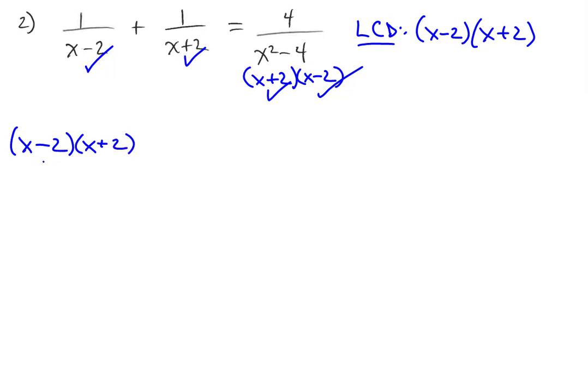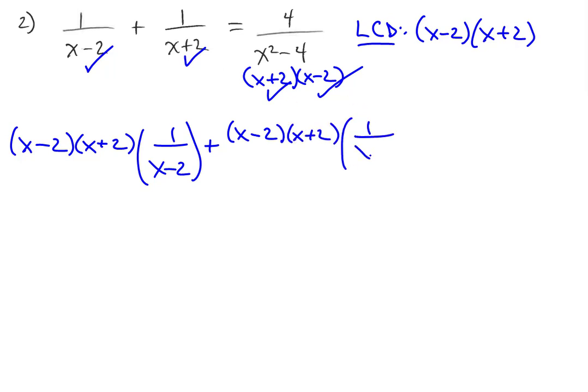So I'm going to write out the LCD of x minus 2 times x plus 2, and then multiply it by all these original terms in parentheses. So we had 1 over x minus 2 as that first fractional term. Then we had a plus, and we keep going. We copy the LCD yet again, so x minus 2 times x plus 2 times that next original term of 1 over x plus 2 in parentheses, and then the equal sign, and then one more time here, x minus 2 times x plus 2, the LCD, and then that last original term was 4 over.